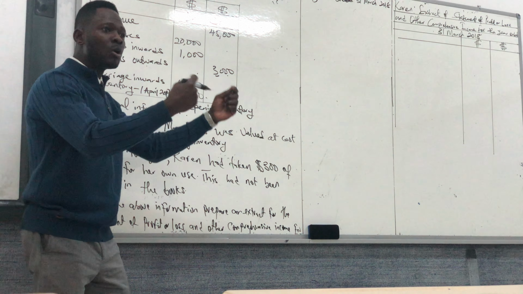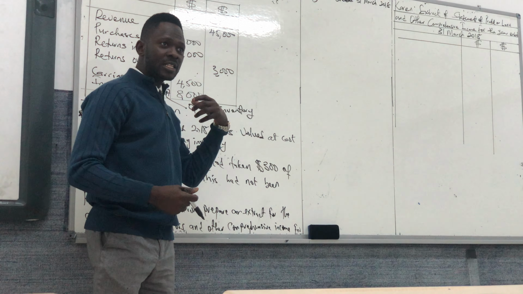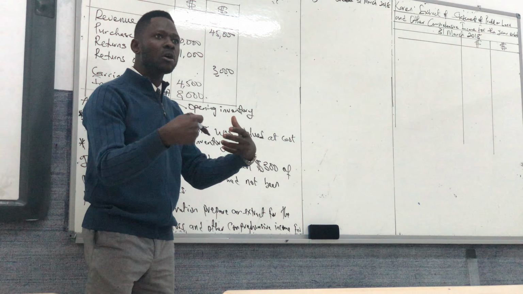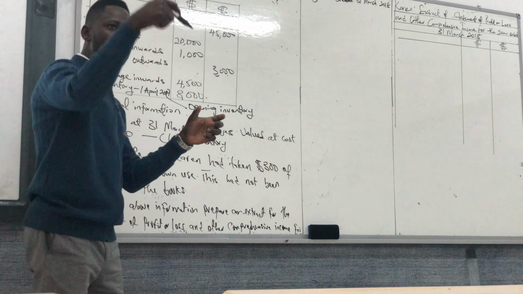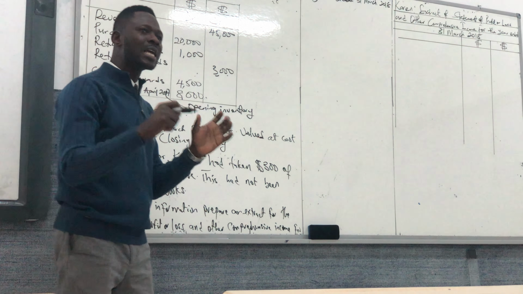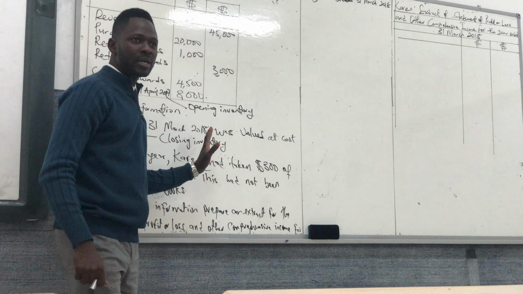Opening inventory is the one you brought forward from the previous accounting year, that you are hoping to sell in this year. At the end of this year, whatever you close with in terms of inventory is your closing inventory. I think it's clear, right?